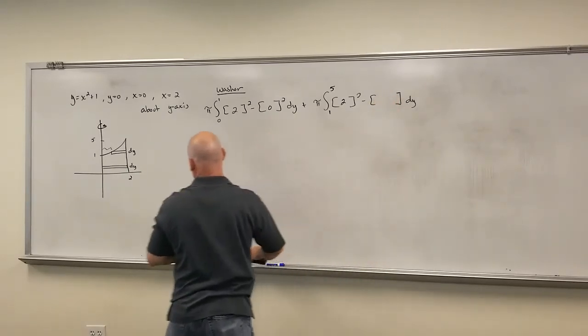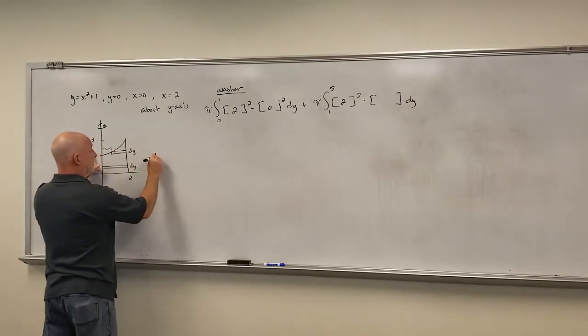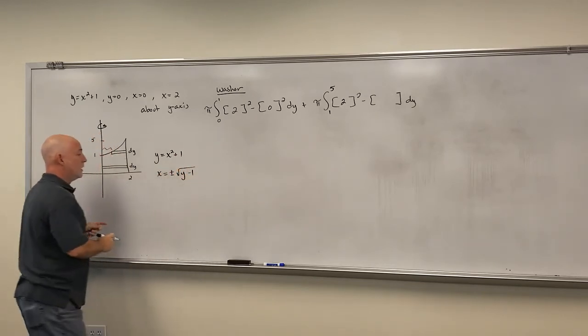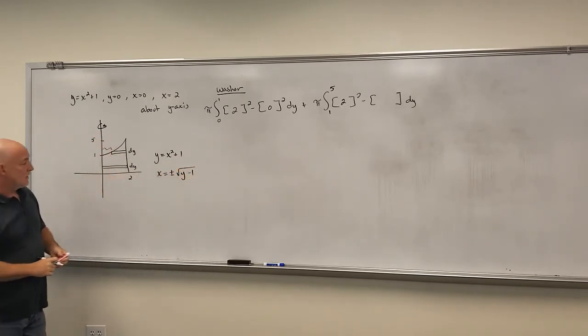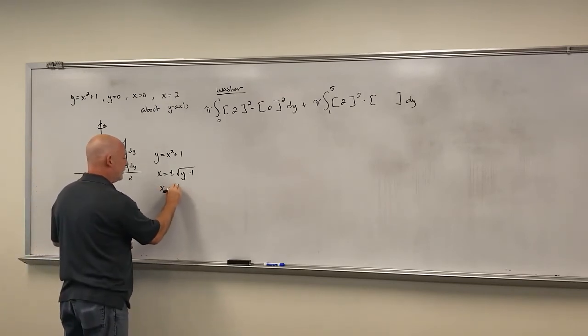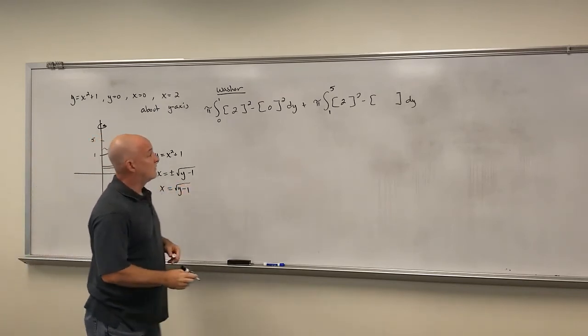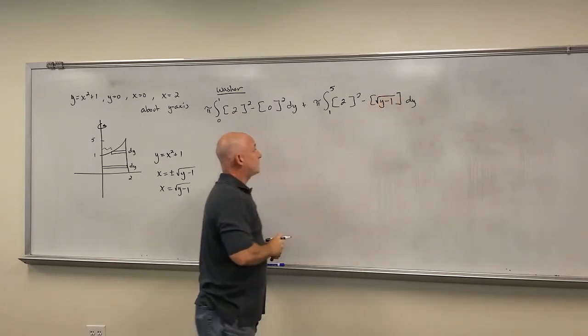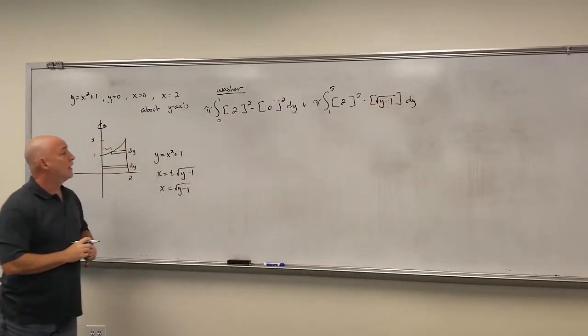Sorry, we need to know this distance here, which is an x value. We know y is equal to x squared plus 1. Solve for x, we get x is equal to plus or minus square root of y minus 1. Since we're on the positive side of the x-axis, we need the positive one. So here we get the square root of y minus 1. All right, that should be what we had for last class.